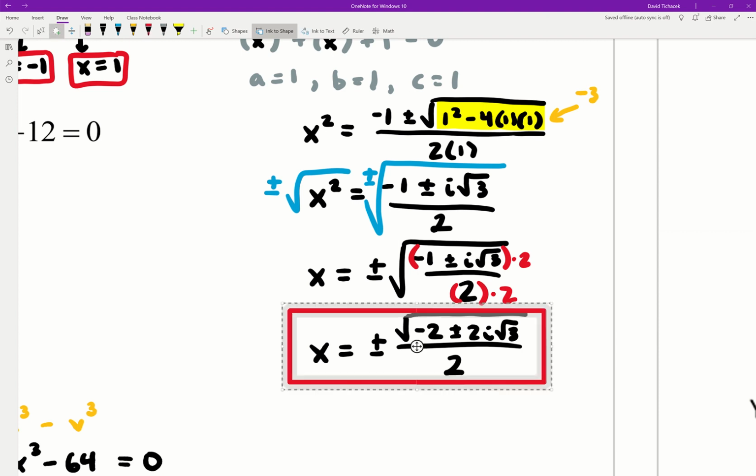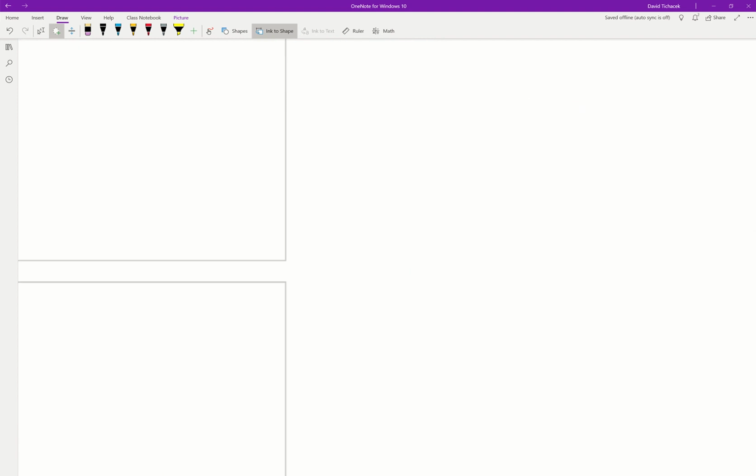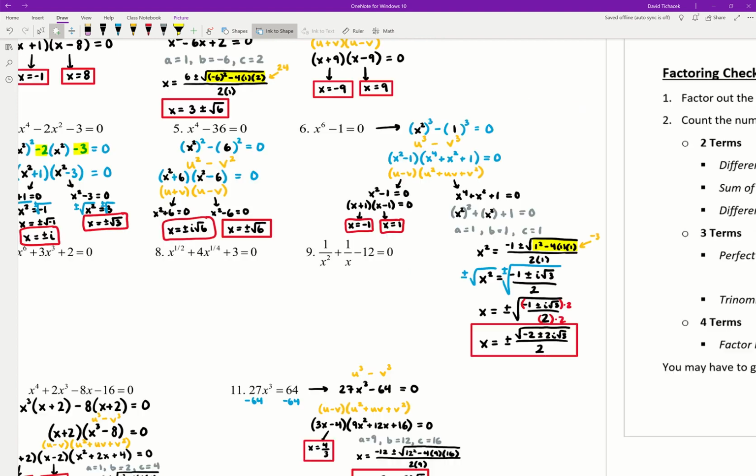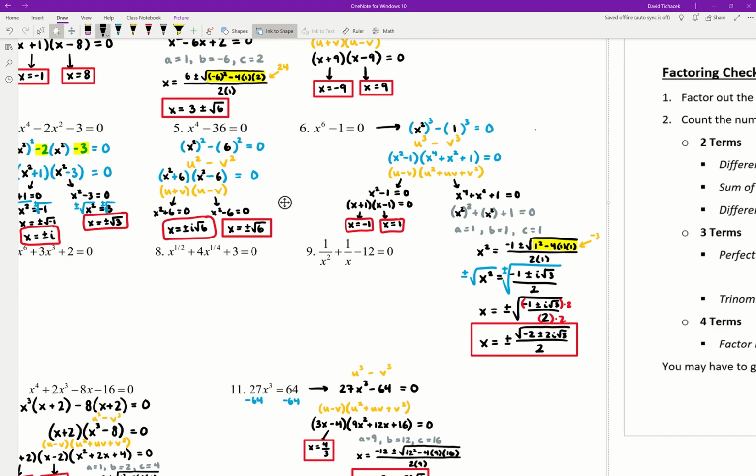So again, if you have another example like that, it is very, very important that we go ahead and make sure to factor everything according to that factoring checklist that you were given back in Chapter P. Okay? And so let's go ahead and move on here.